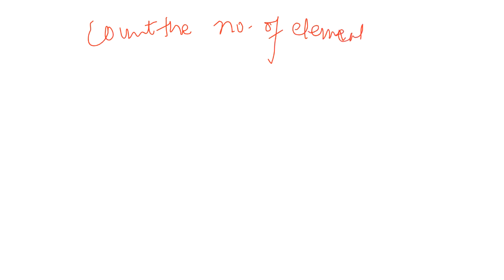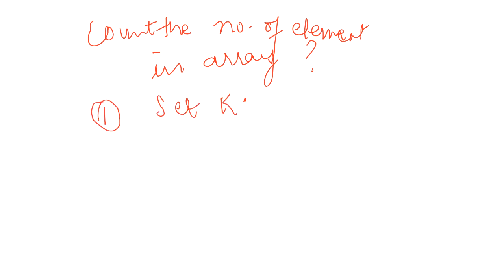Now if I give you one problem, count the number of elements in an array. If I say that you have to write an algorithm to count the number of elements in the array, what would your steps be? Very first step, you have to start from the very first index. So I set K equal to lower bound, or you can say K equal to 1.